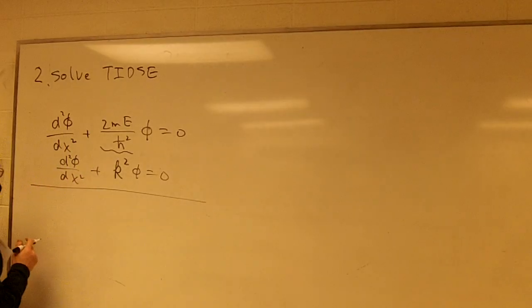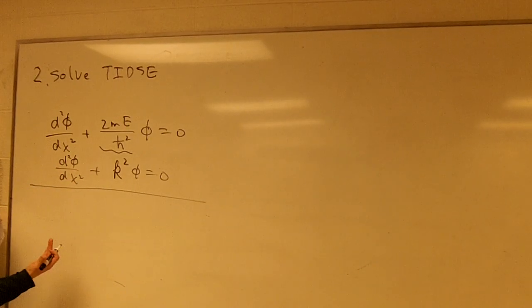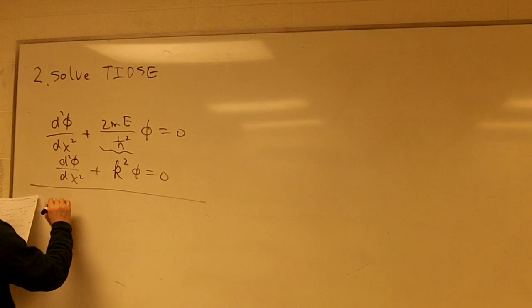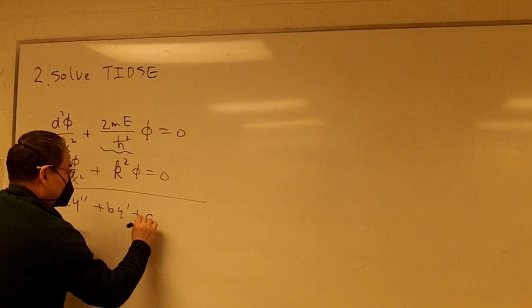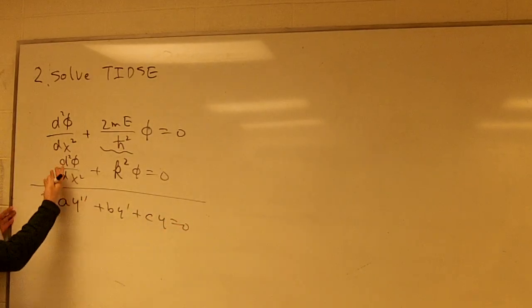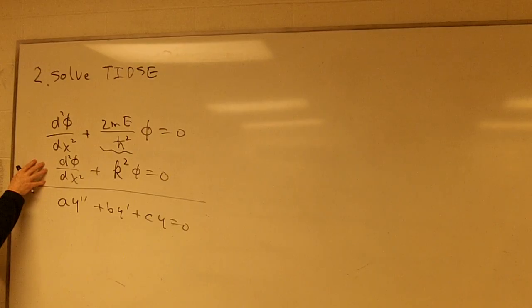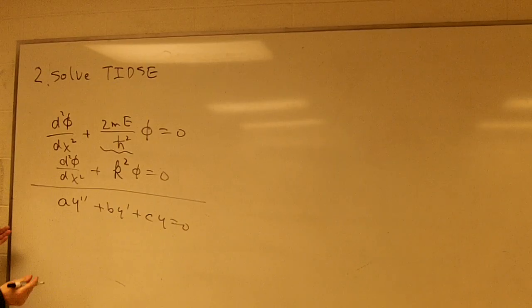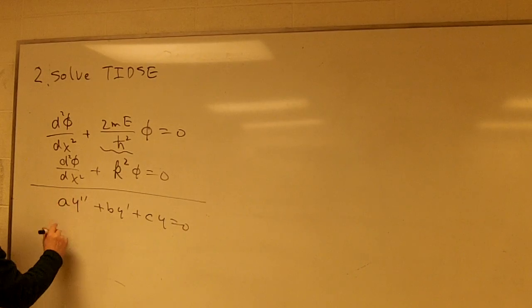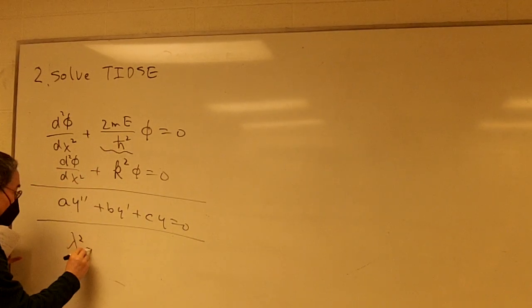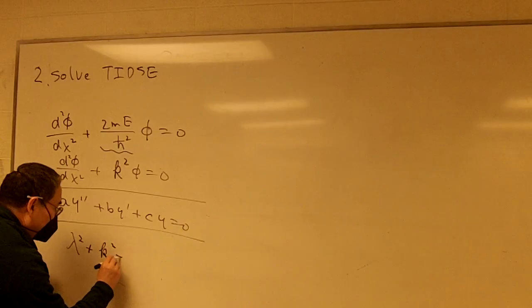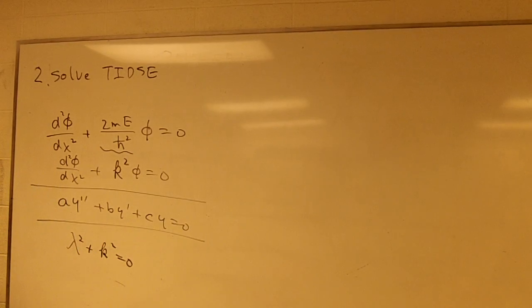Now, as we said last time, we're going to compare with the standard differential equation, which is y double prime plus b y single prime plus c y equals 0. So we are comparing our Schrödinger equation with our ordinary differential equation like this. So essentially, the solution for our case is going to be lambda squared plus k squared equals 0. So this is the solution we mentioned last time. Do you guys remember? So that's what we discussed last time.